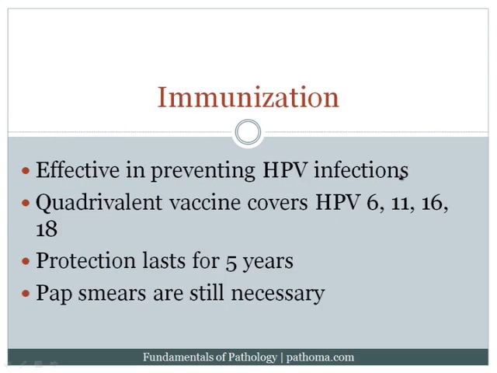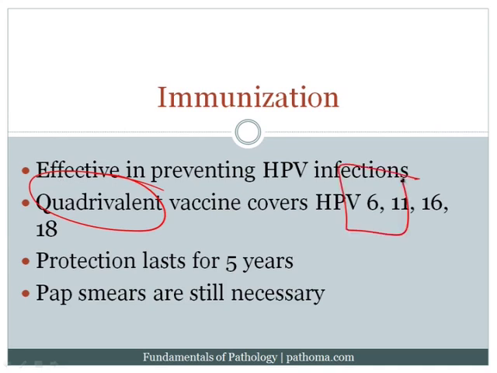The last point that I want to make concerns immunizations. Remember that, number one, immunization is effective in preventing HPV infection. That's the current understanding. The current immunization that we use, or the vaccine, is a quadrivalent vaccine. It covers 4 subtypes. Important to know. You've got to know these 4 subtypes.